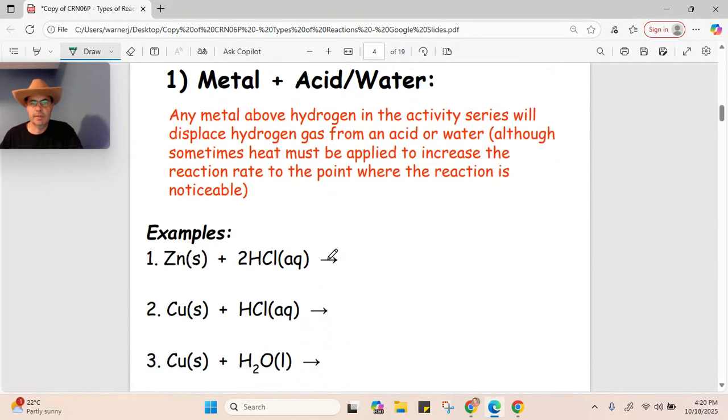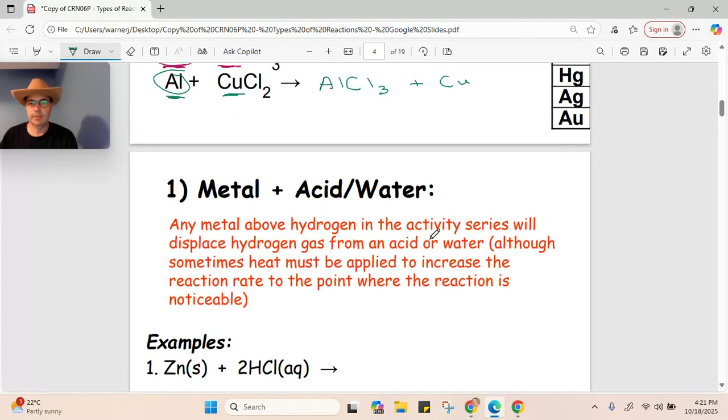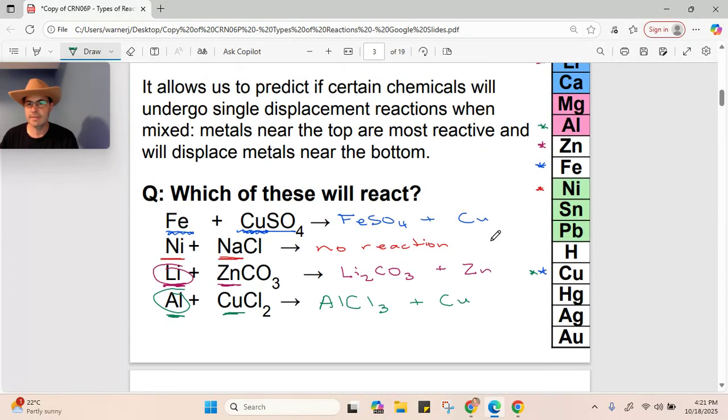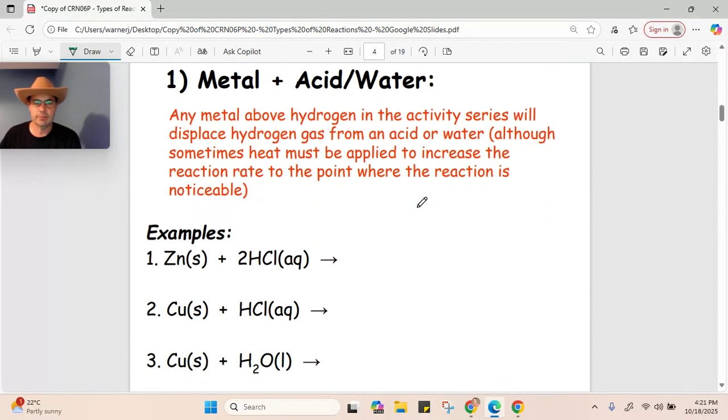Here's a scenario where any metal above hydrogen in the activity series will displace hydrogen gas from an acid or water. Although sometimes heat must be applied to increase the reaction rate to the point where the reaction is noticeable. So we've got zinc and HCl. So if we look back here at our activity series, zinc is higher than hydrogen, right? Zinc is up here, hydrogen is right here, right? So zinc being more reactive than the hydrogen means that a reaction will take place.